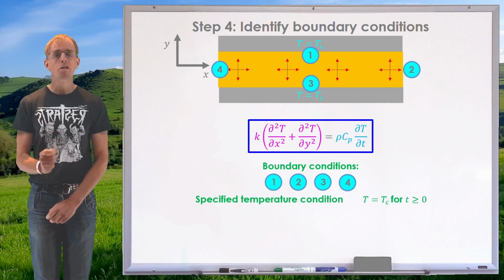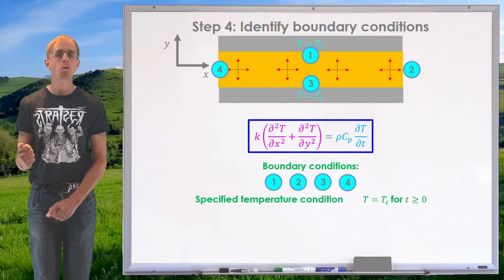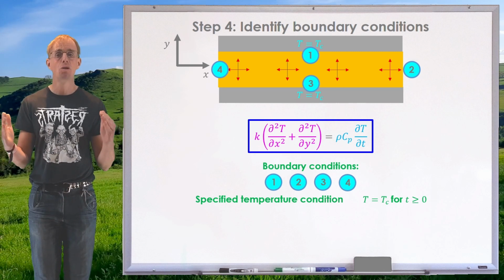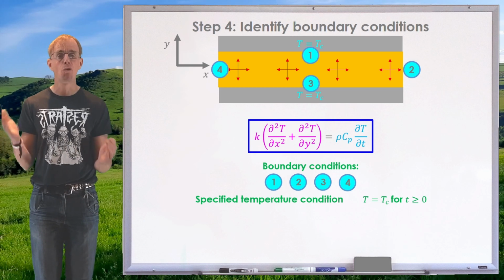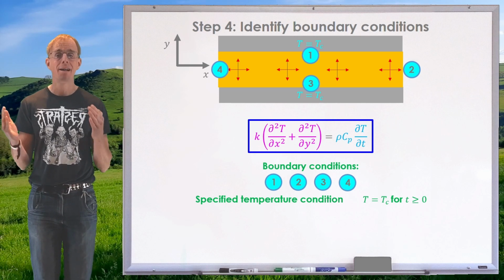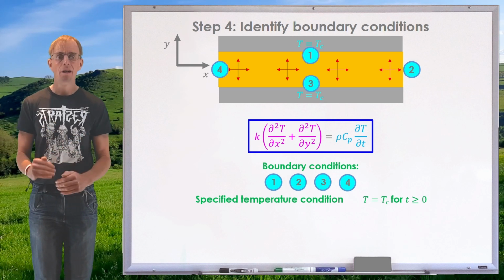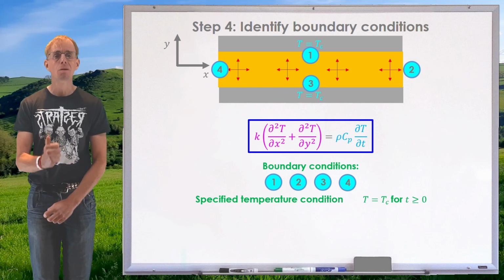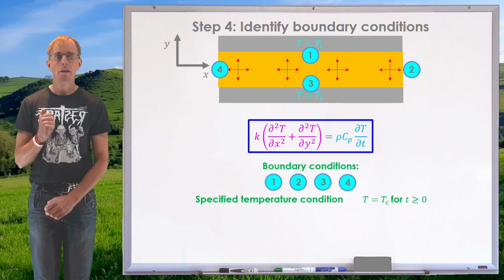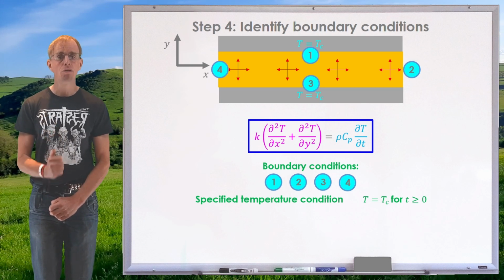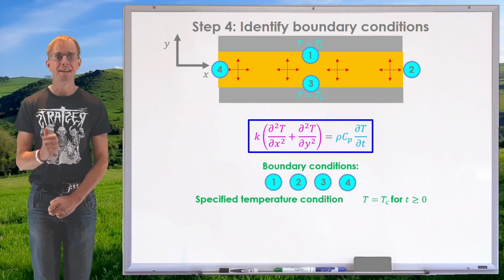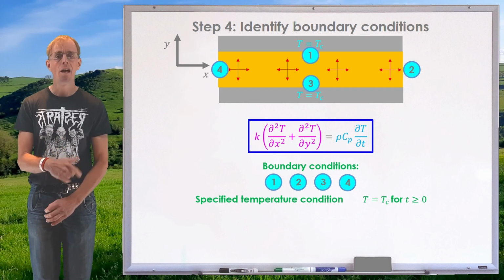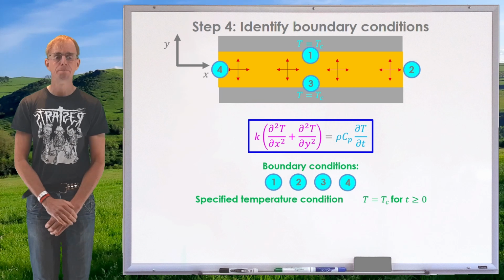The assumption that I'm going to make is that boundaries 2 and 4 also have some cooling attached to them, and that the cooling that boundaries 2 and 4 experience is going to be the same as boundaries 1 and 3. So at the start of my calculation, at time equals 0, I'm going to suddenly impose a boundary condition at these edges that is a specified temperature. T equals Tc for t greater than or equal to 0.